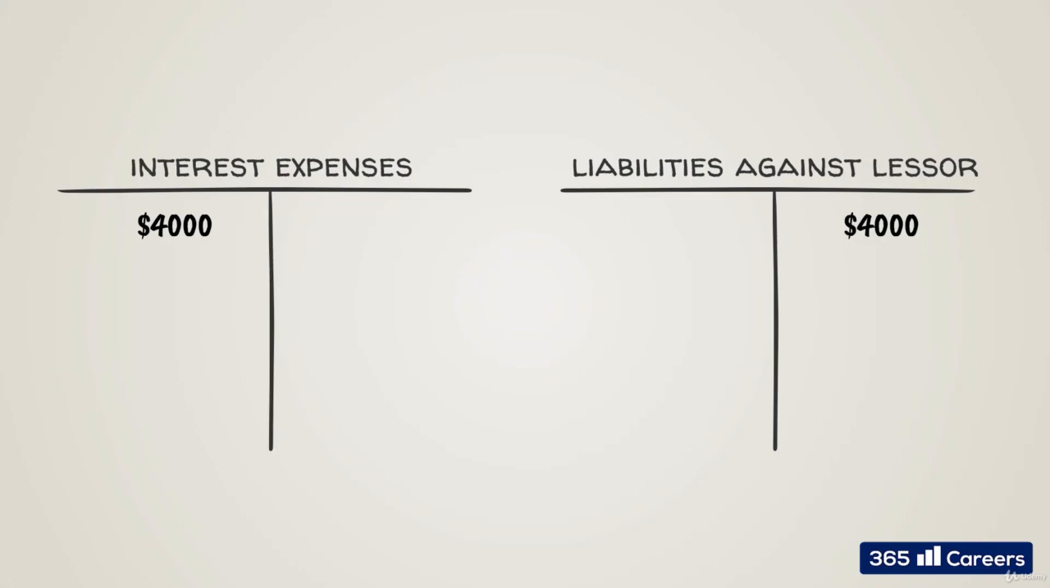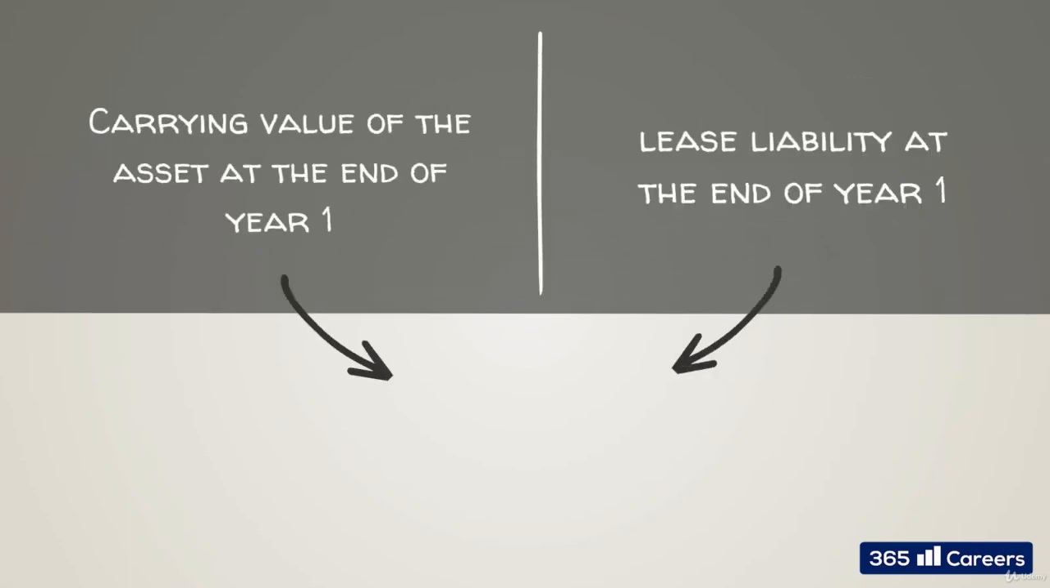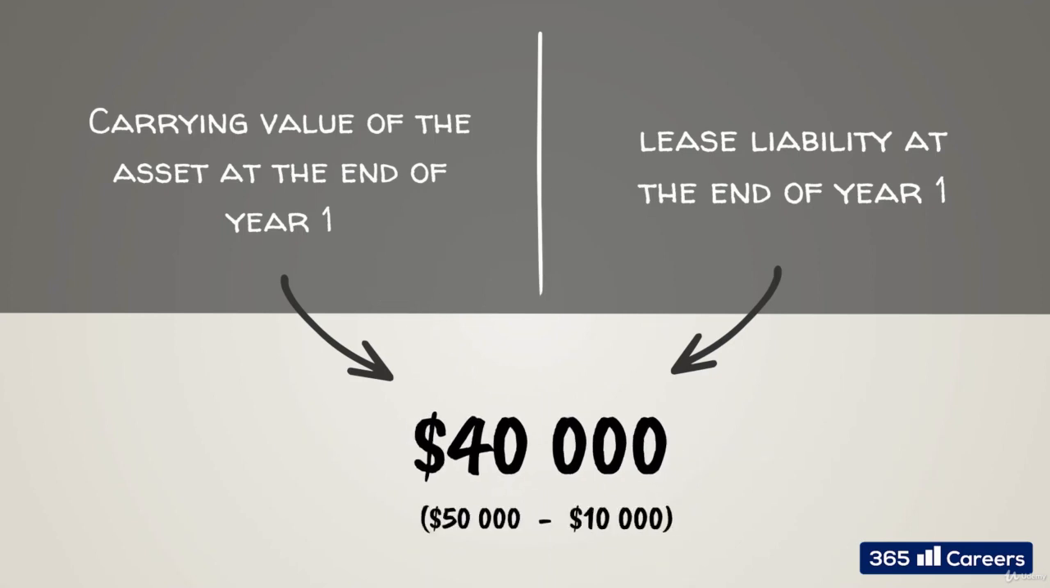Okay, the exact accounting entries here are debit interest expenses for $4,000 and credit leasing liabilities for the same amount. And finally, we'll have the balance sheet entries at the end of the year. The carrying value of the asset will be $40,000, given we've accumulated depreciation of $10,000, and the liabilities for the finance lease are equal to $40,000, as we can see in the table.